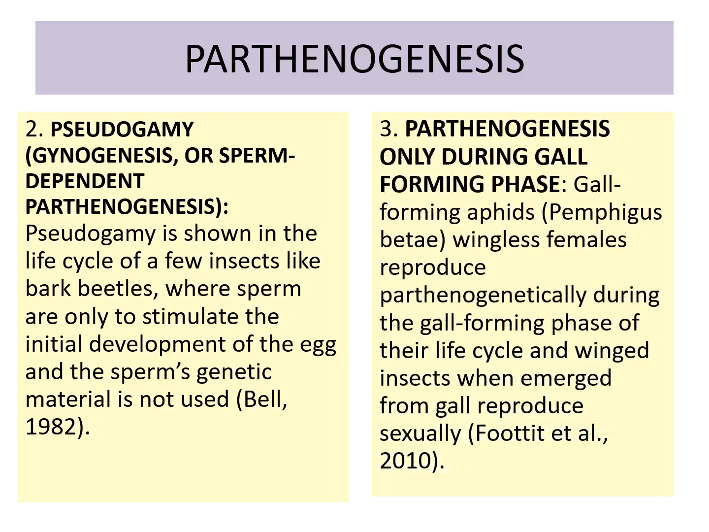Parthenogenesis only during the gall forming stage. In gall forming aphids like Pemphigus, wingless females reproduce parthenogenetically during the gall forming phase of their life cycle, and winged insects, when they emerge from the gall, reproduce sexually.